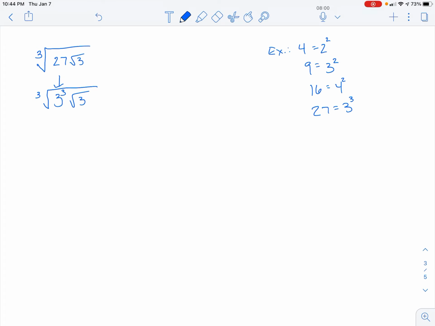All right, so all I've changed so far is I took that 27 and I re-expressed it as 3 to the third power. That's the only thing I've done so far.